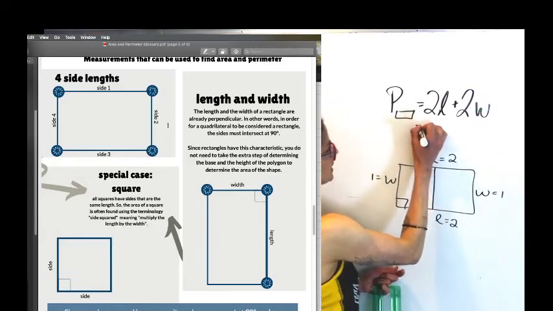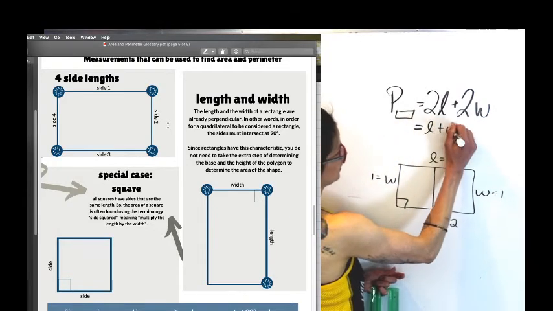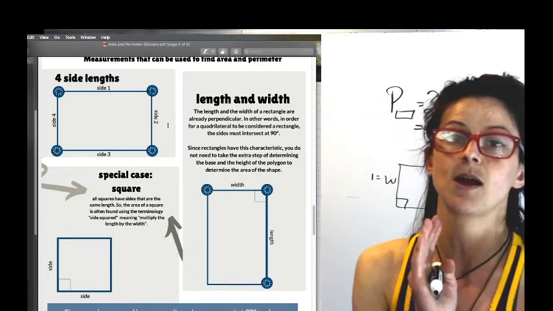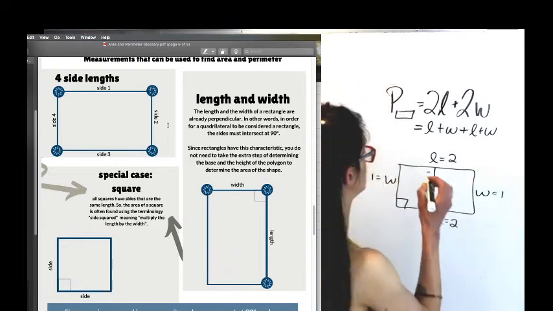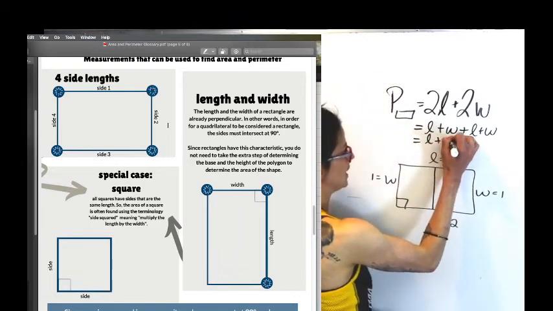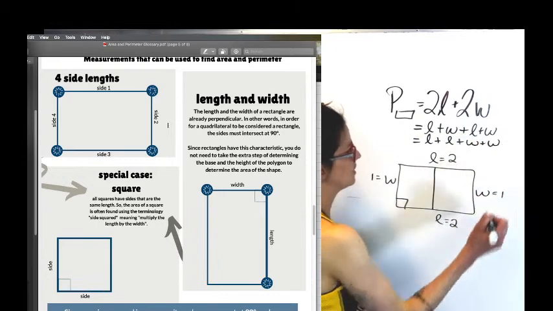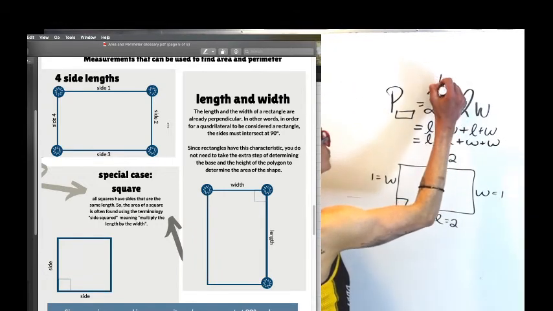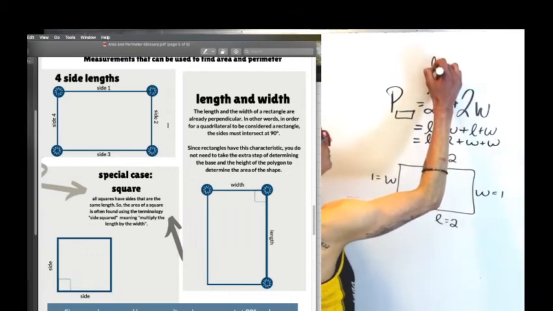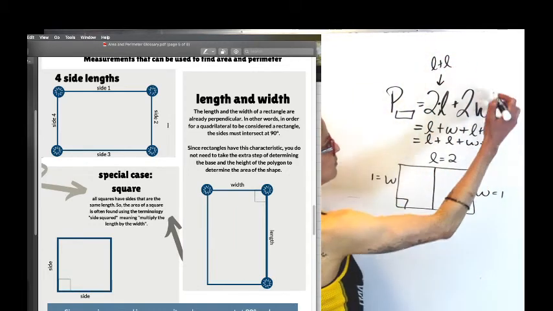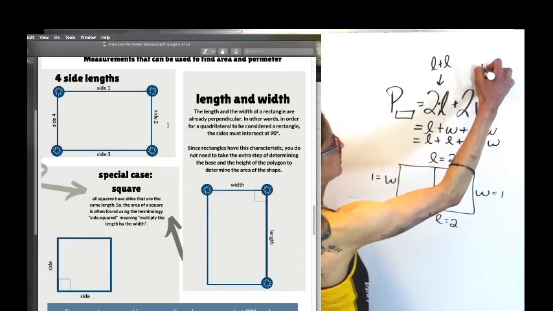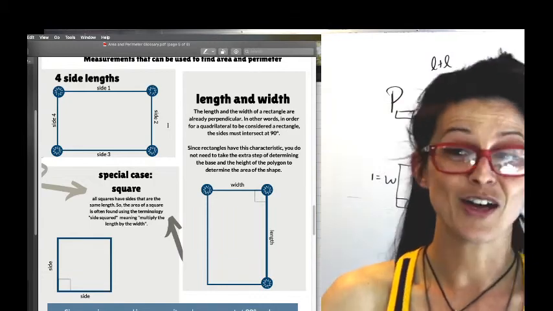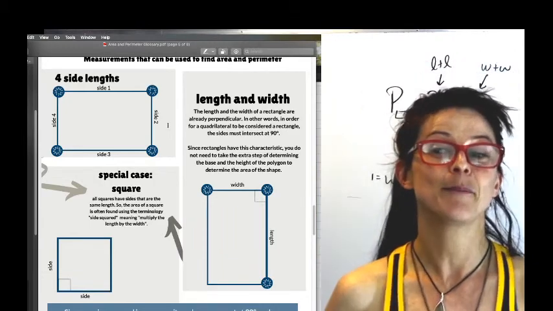So really what I'm saying is we have length plus width plus length plus width. We can use the commutativity property of addition to rearrange this formula: length plus length plus width plus width. And instead of writing length plus length, we can write 2 times L. And instead of writing width plus width, we can write 2 times W. Can you think of another way to rewrite this using the distributive property?